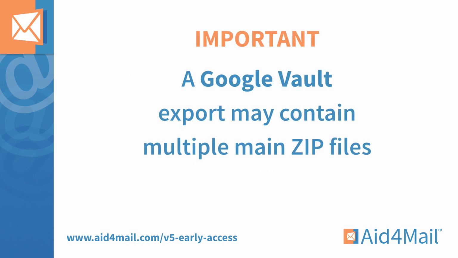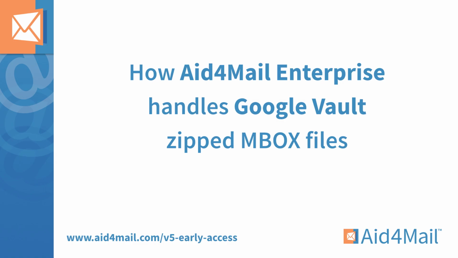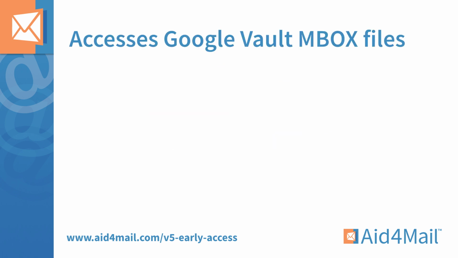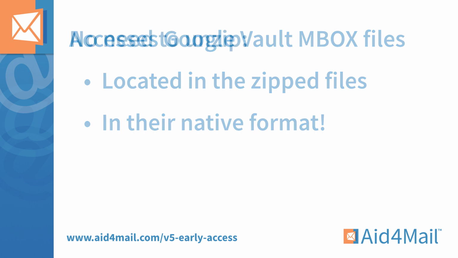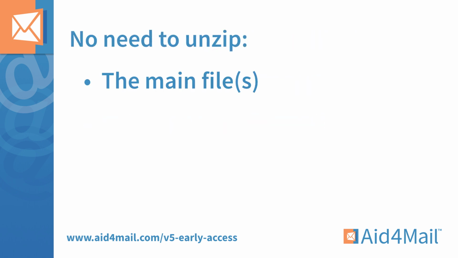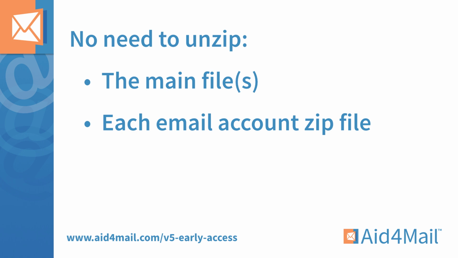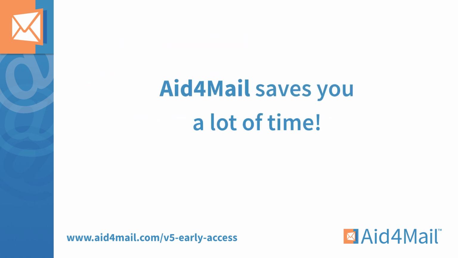Depending on your criteria and the amount of data your Google Vault export contains, you may have multiple main zipped files. Here's how Aid4Mail handles the Google Vault zipped Mbox exports. It can access the Google Vault Mbox files located in the zipped files in their native format. This means you don't need to unzip all the main files or the files inside the zipped files to get access to the Mbox files. This will save you quite a lot of time.